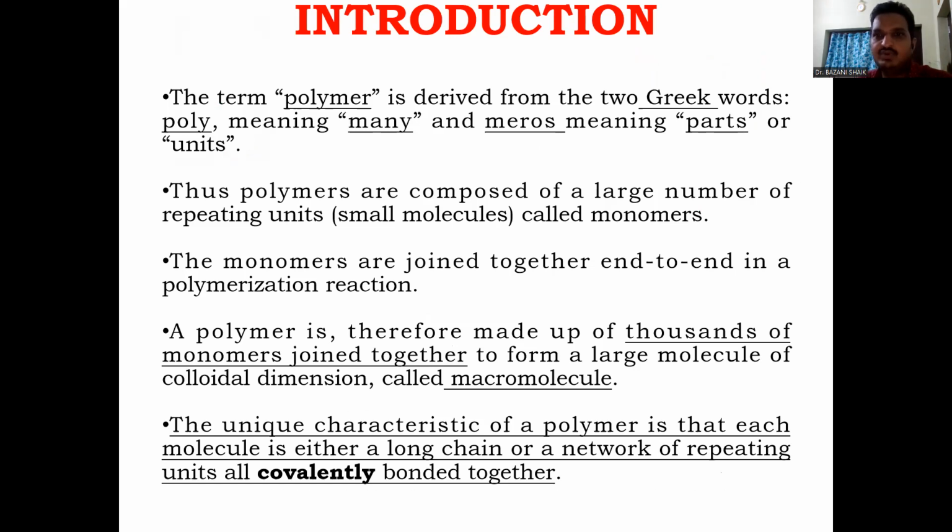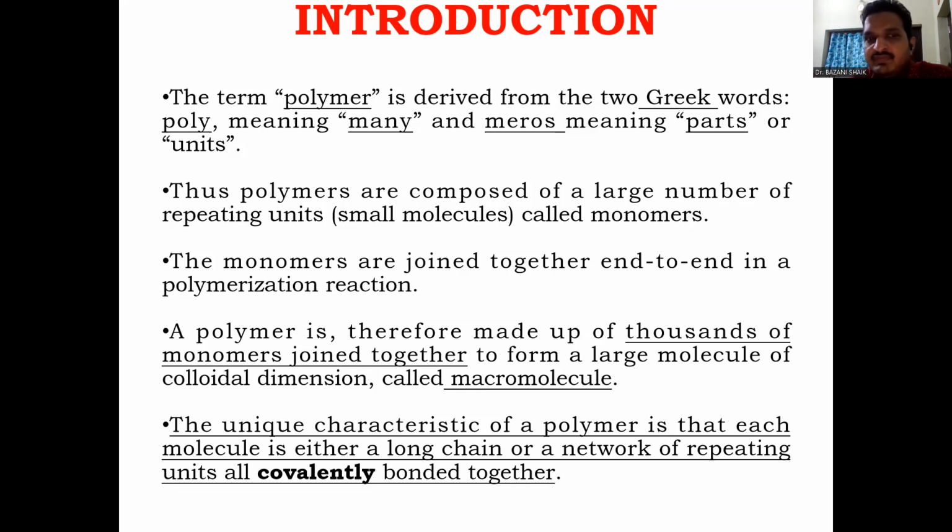Thus, polymers are composed of a large number of repeating units, small molecules called monomers. Here, you have to understand how these polymers are composed and what the different molecules involved are, and these molecules are called monomers. These monomers are joined together end to end in a polymerization reaction in order to get a clear structure of the polymer materials.